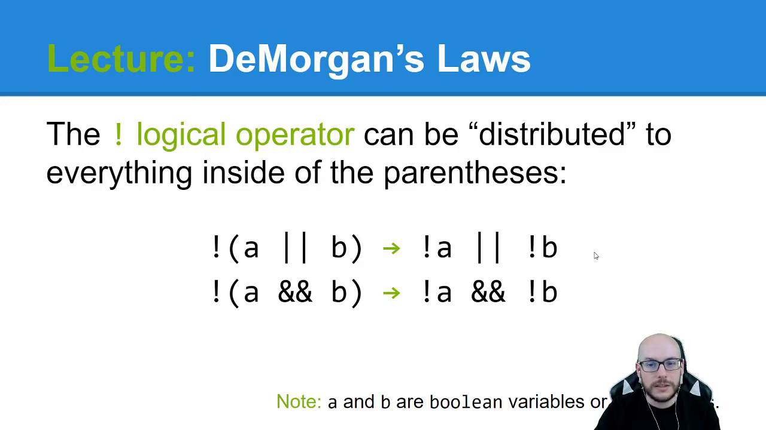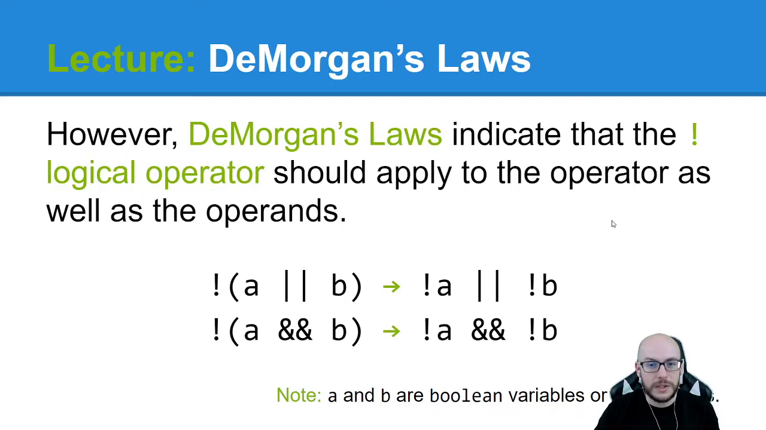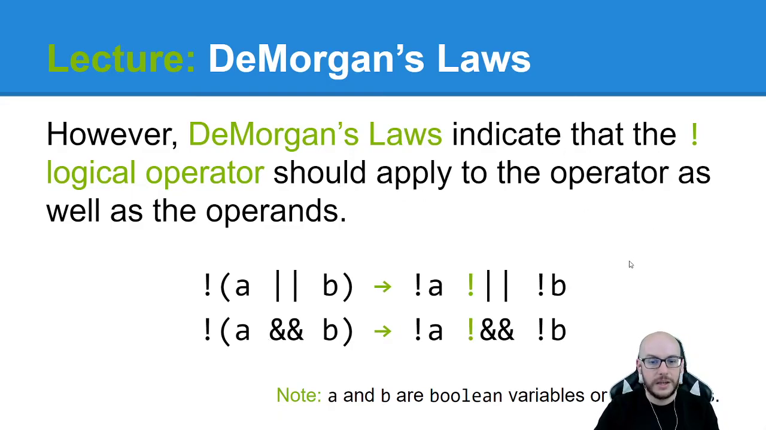However, what DeMorgan's laws is ultimately saying is that not only is this going to be distributed to the operands, A and B, it's also going to be distributed to the operator. DeMorgan's laws indicate that the not logical operator should apply to the operator as well as the operands. So I'm going to distribute this not only to the A and B operands, but also to the operator. So the question is then, what's the opposite of or? What's the opposite of and?